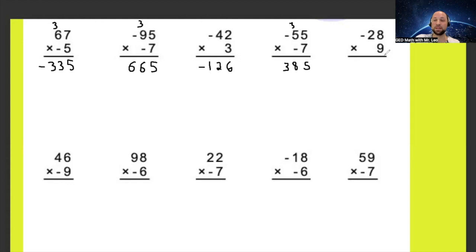Next one. 9 times 8 is 72. Carry the 7. 2 times 9 is 18. Add the 7. That's 25. Final answer, negative 252. Moving down.